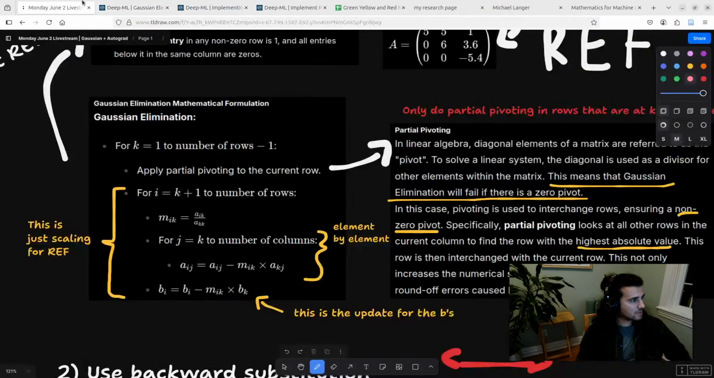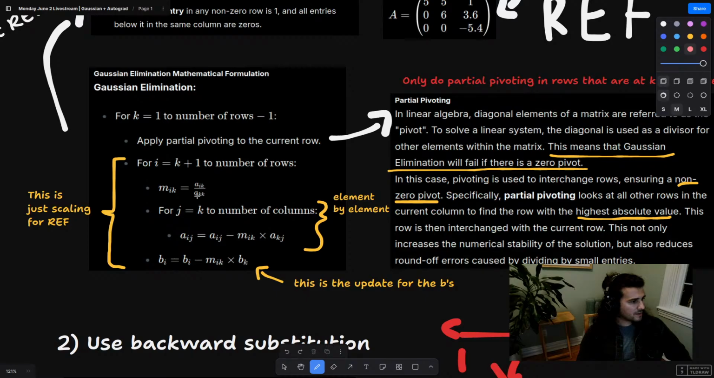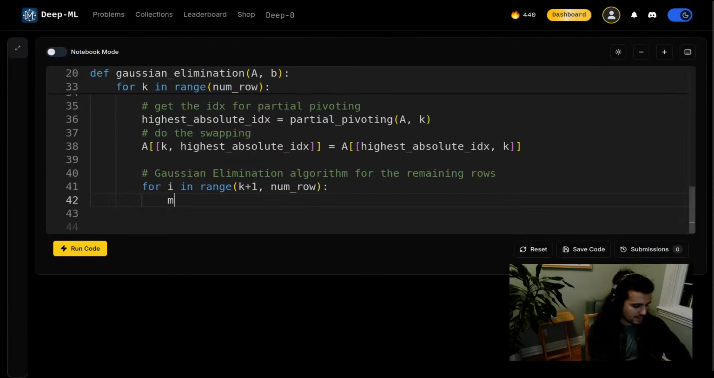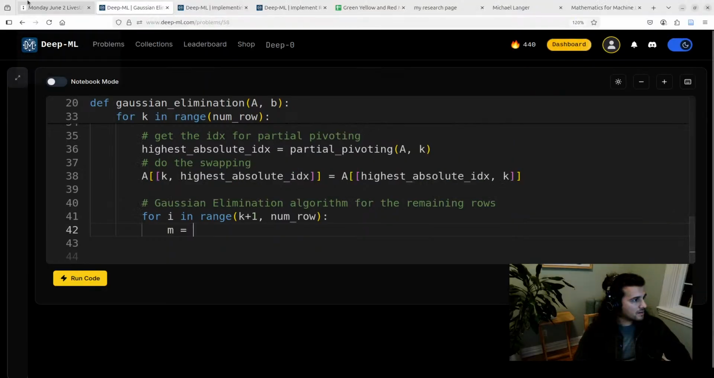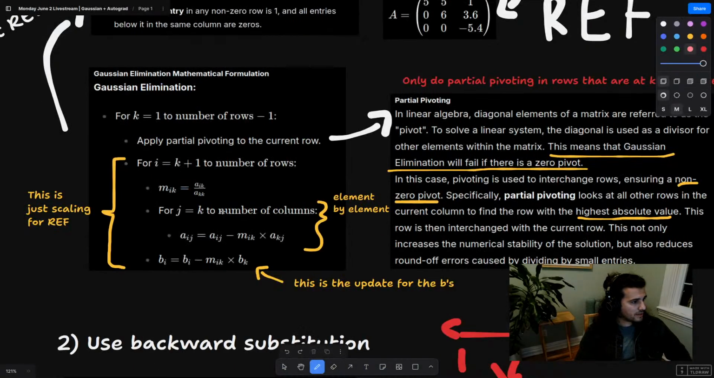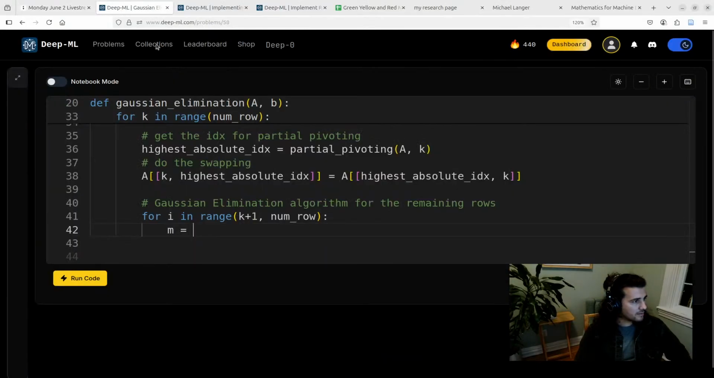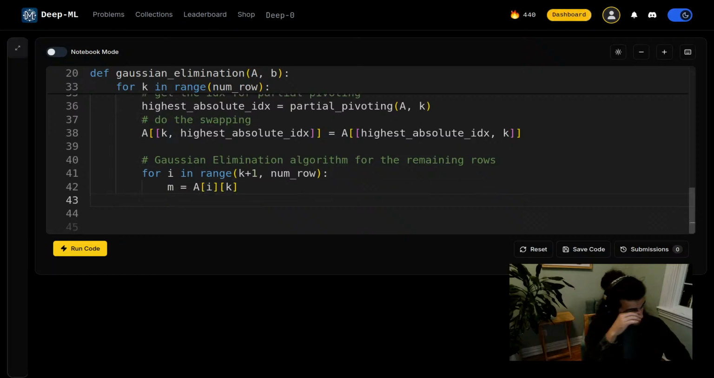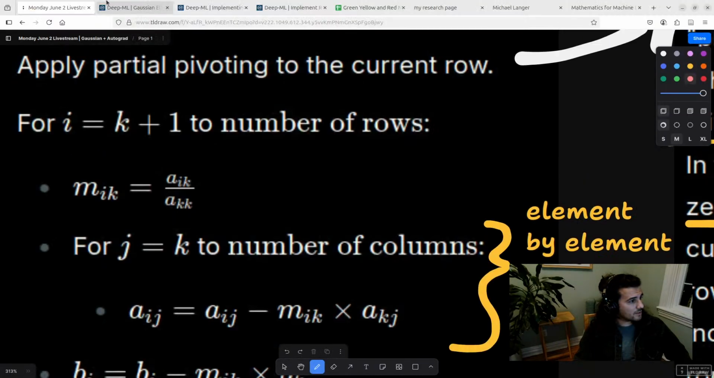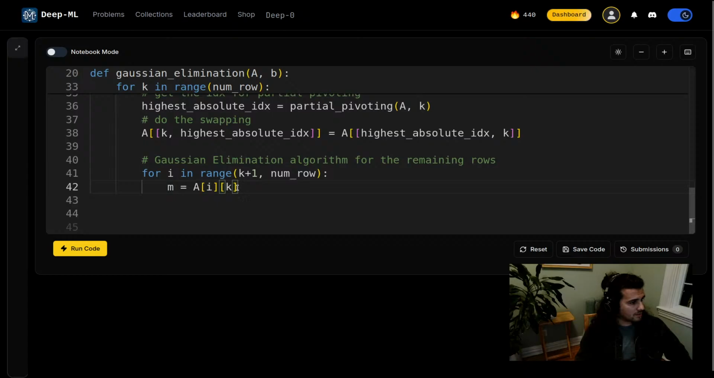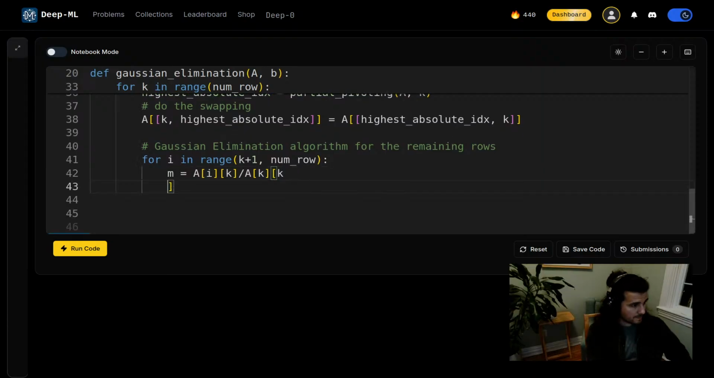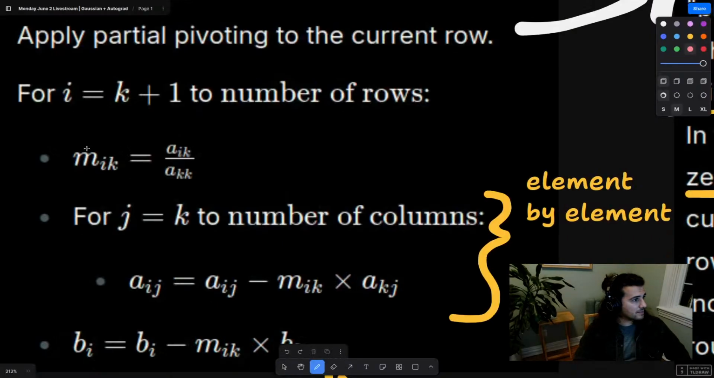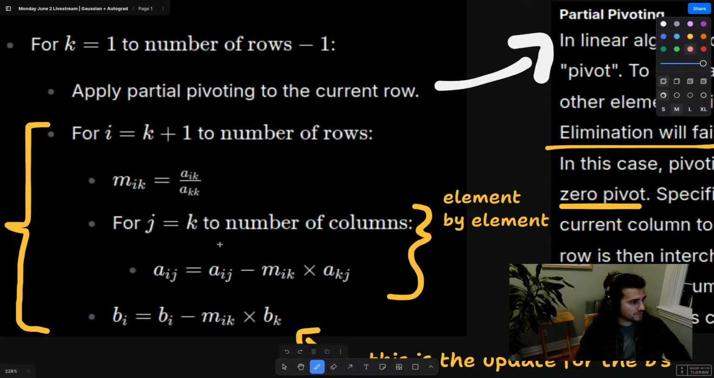Right, so this is k plus 1, the number of rows. We get the m, which is equal to a i k divided by a k k. That's our m, and then we're going to use that m to do the transformation here.